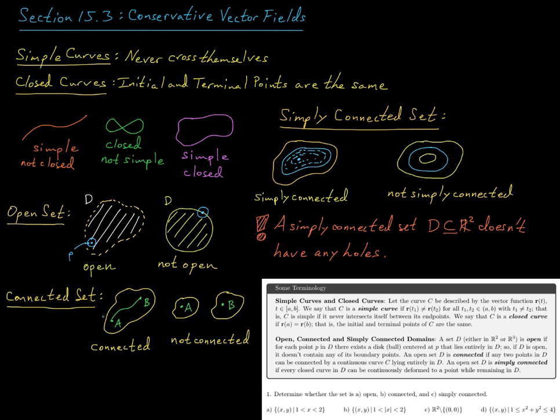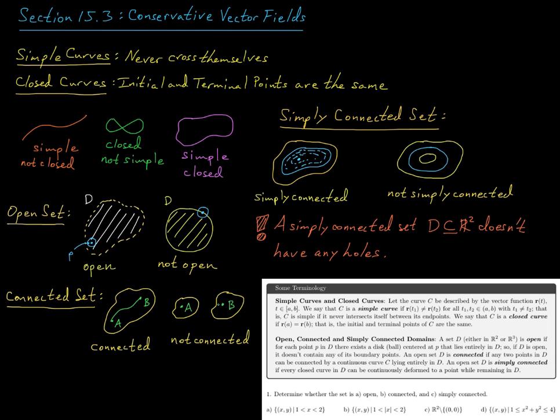All right. Next up, we have what are known as connected sets. And a connected set is a set where if I have any 2 points in the set, then I can connect them by a continuous curve that lies entirely in the set. Okay, so here's an example of a connected set. Any 2 points, A and B, that you choose in this set can be connected with a nice continuous path.